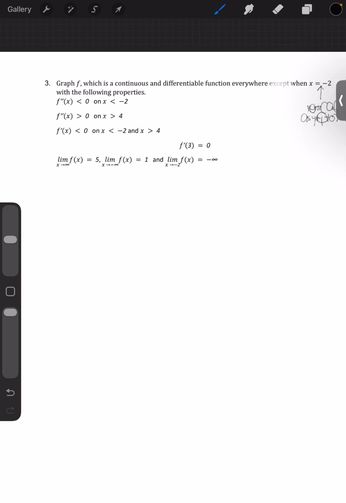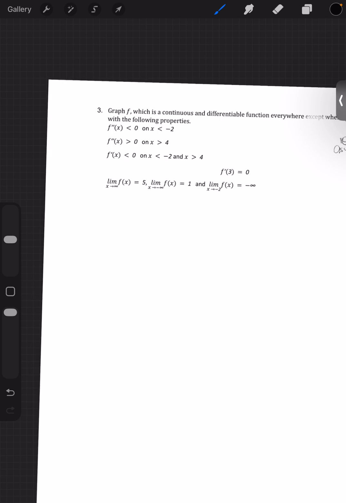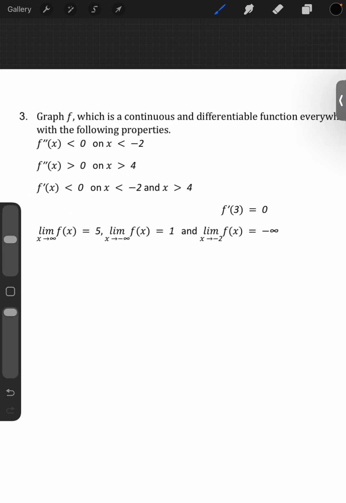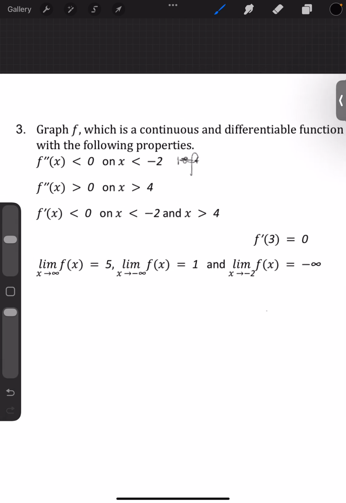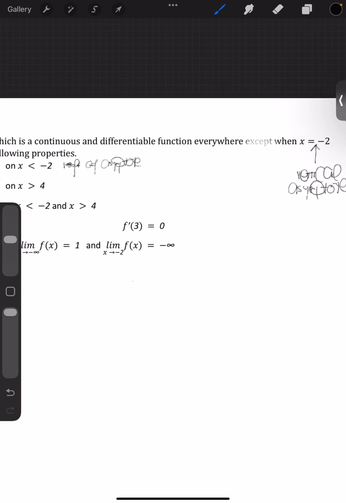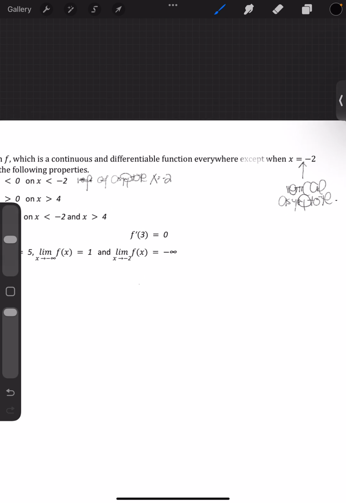We can then just interpret our next statements that will help us identify the graph that we will be working with. Here it tells us that to the left of what we know to be our asymptote of x equal to -2, the graph will concave down.